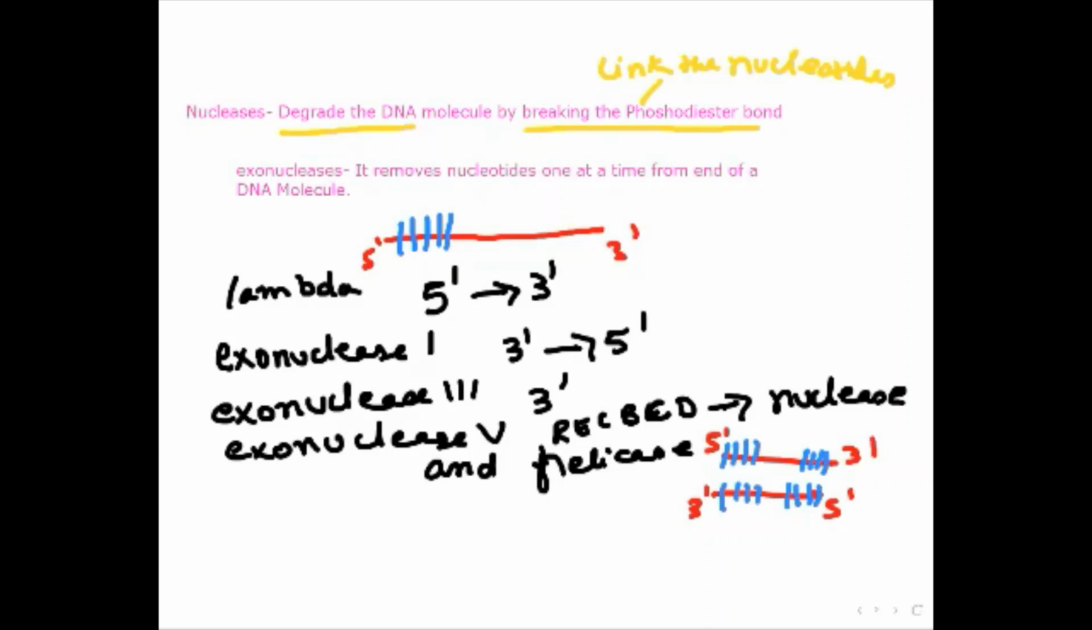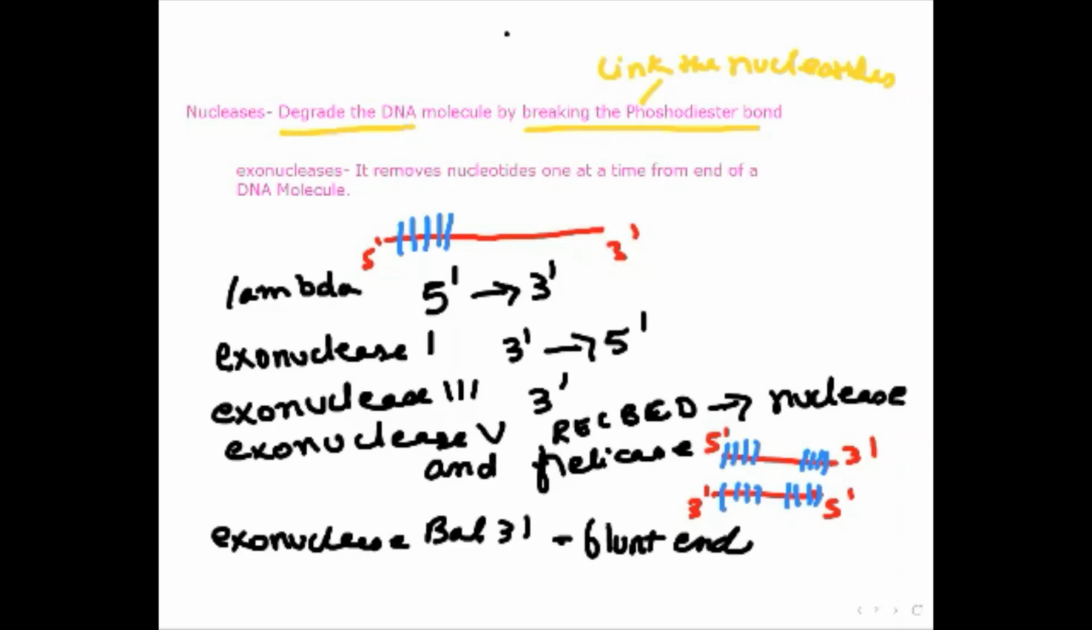And then you have another exonuclease called exonuclease BAL31. What does it do? It forms blunt ends. It cuts the DNA into shorter forms with blunt ends. So these are the different types of exonucleases we covered.